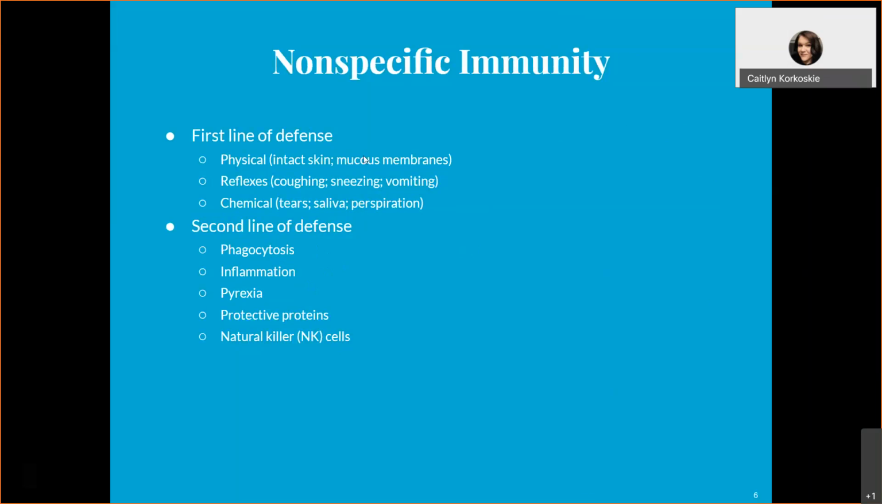Your physical defense is, obviously, your outer skin, which helps to protect from anything getting inside. That's why if you have a cut or anything, you have an open area that something can then get into. But coughing and sneezing helps to get rid of any virus, any bacteria, anything that enters your body.